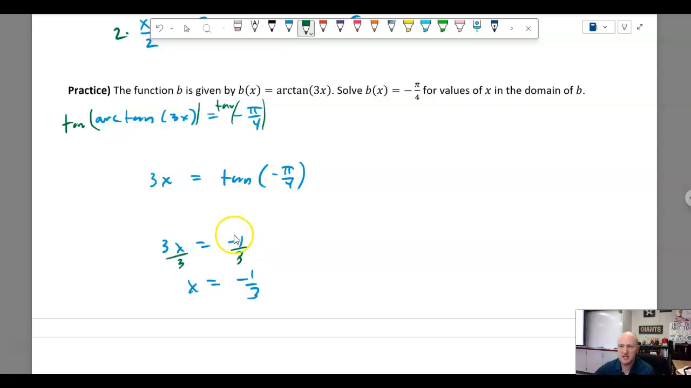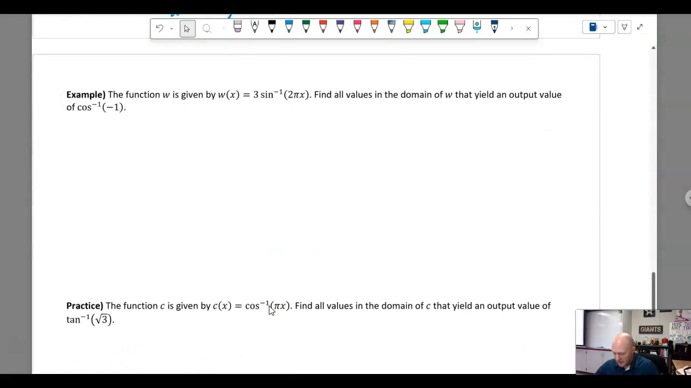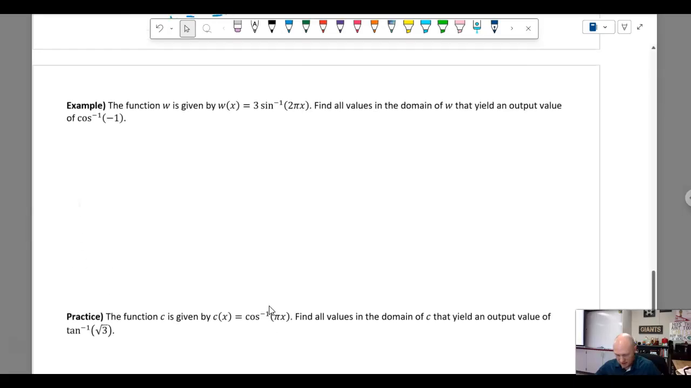Okay, this problem is even easier if you don't even have to evaluate this, if you just know the y value of this graph here. So anyway, there you go. x equals negative 1/3. Okay, I think this is the last example. Last example I got for you.